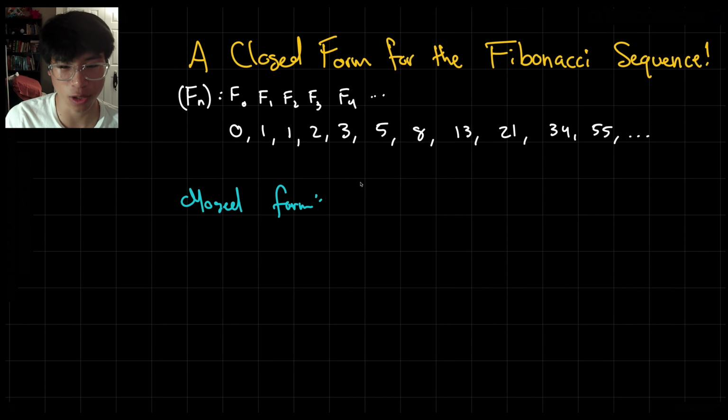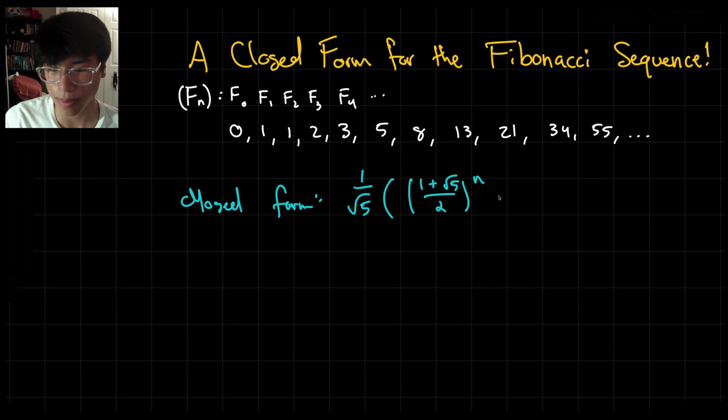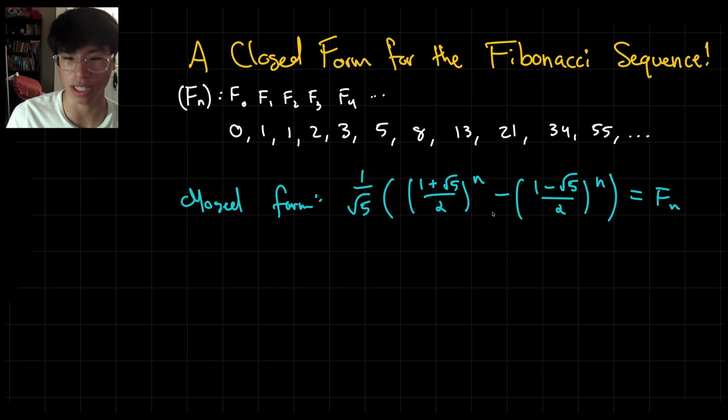The closed form is pretty contrived. It's 1 over the square root of 5 times the quantity of 1 plus the square root of 5 divided by 2 to the nth minus 1 minus square root of 5 over 2 to the nth. This represents the nth term of the Fibonacci sequence. Now, if this seems confusing, it did seem so to me. The way that they usually solve it is through partial fraction decomposition and generating functions, but it doesn't reveal too much. I like to take a little bit of a slower approach.